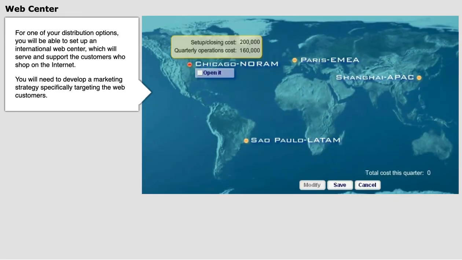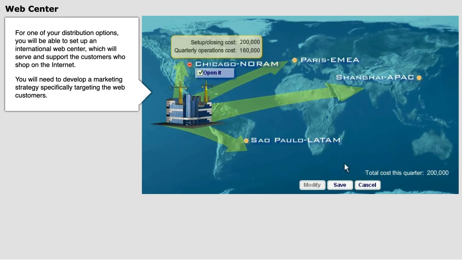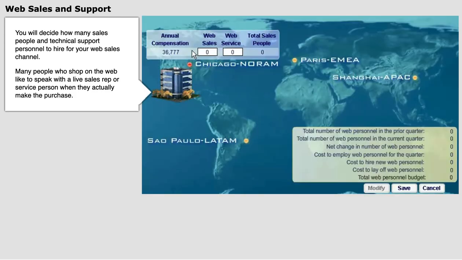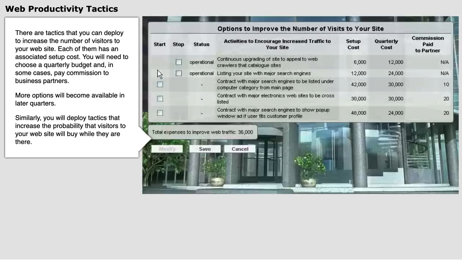For one of your distribution options, you will be able to set up an international web center, which will serve and support the customers who shop on the Internet. You will need to develop a marketing strategy specifically targeting the web customers. You will decide how many salespeople and technical support personnel to hire for your web sales channel. Many people who shop on the web like to speak with a live sales rep or service person when they actually make the purchase. There are tactics that you can deploy to increase the number of visitors to your website.